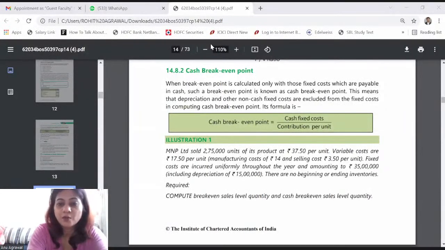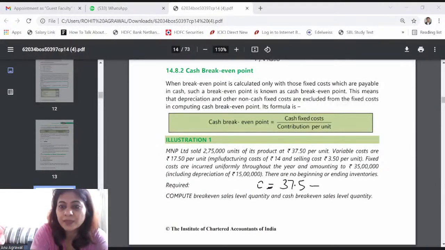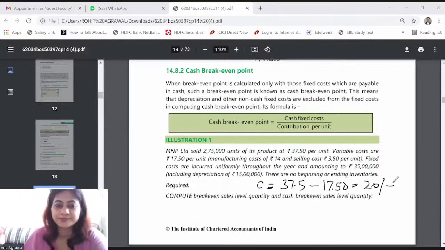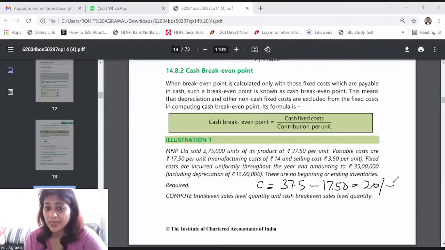So, what is your contribution? Selling price is 37 rupees 50 paisa. Variable cost is 17 rupees 50 paisa. So, your contribution is 20 per unit. From that, they're giving you a bifurcation that manufacturing is 14 and selling is 3.5. Fixed costs are incurred uniformly throughout the year, amounting to 35 lakhs, including depreciation of 15 lakhs.